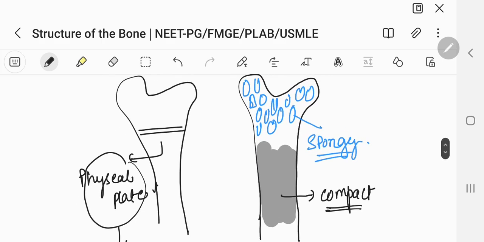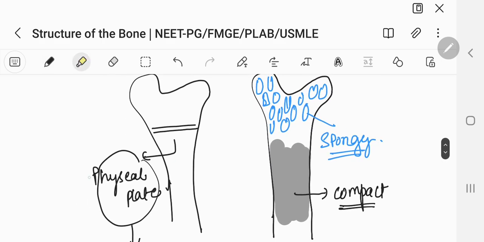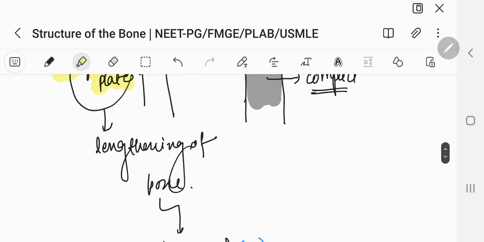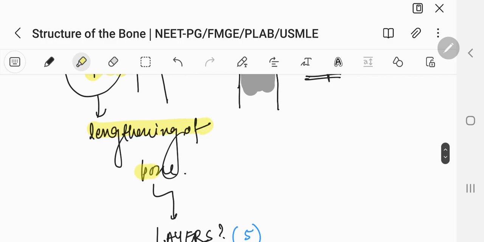Now, if you see here, in this area, what is this? This is the epiphyseal, physeal plate. What is this known as? It is known as the physeal plate. Now, what is the function of the physeal plate? It actually helps in lengthening of the bone.